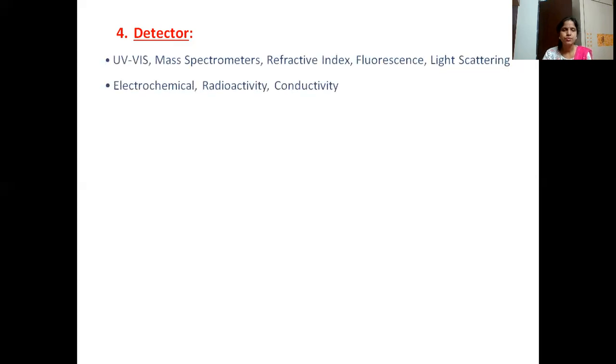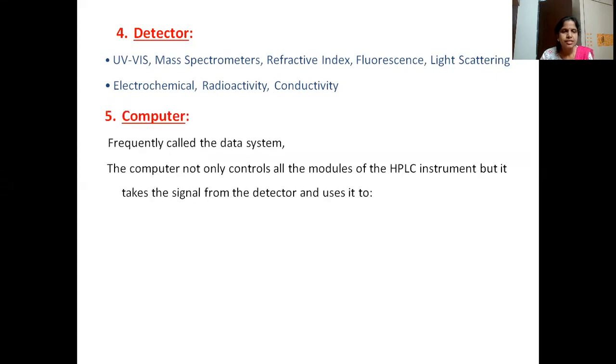After the separation of the components in the column, the end of the column will be connected to a detector. All the components will be detected there, and the various detectors that we can use here are UV visible, mass spectrometers, refractive index, fluorescence, light scattering method, electrochemical, radioactivity, conductivity. Any of these detectors can be used. Then this detector has to be connected to a computer. As I said, everything will be done with the help of the computer.